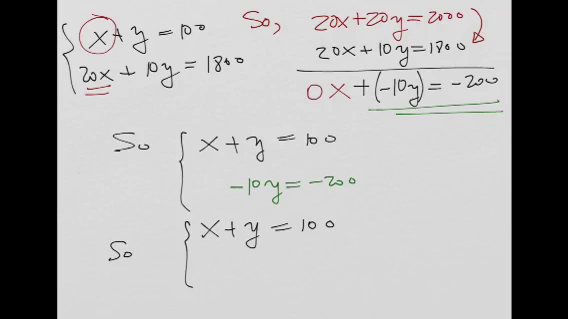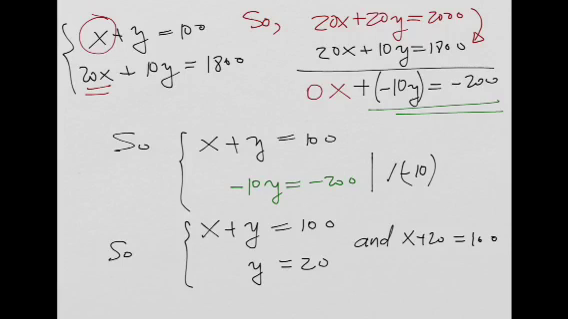Okay, now I got x plus y equals 100. Now I divide by negative 10, right? So negative 10y divided by negative 10 is y. Negative 200 divided by negative 10 is 20. So there's my y, right? If I want to get the x, well, I just have to plug in the y into the first equation. So I get x plus 20 equals 100. There's my x. 100 minus 20, it's 80.